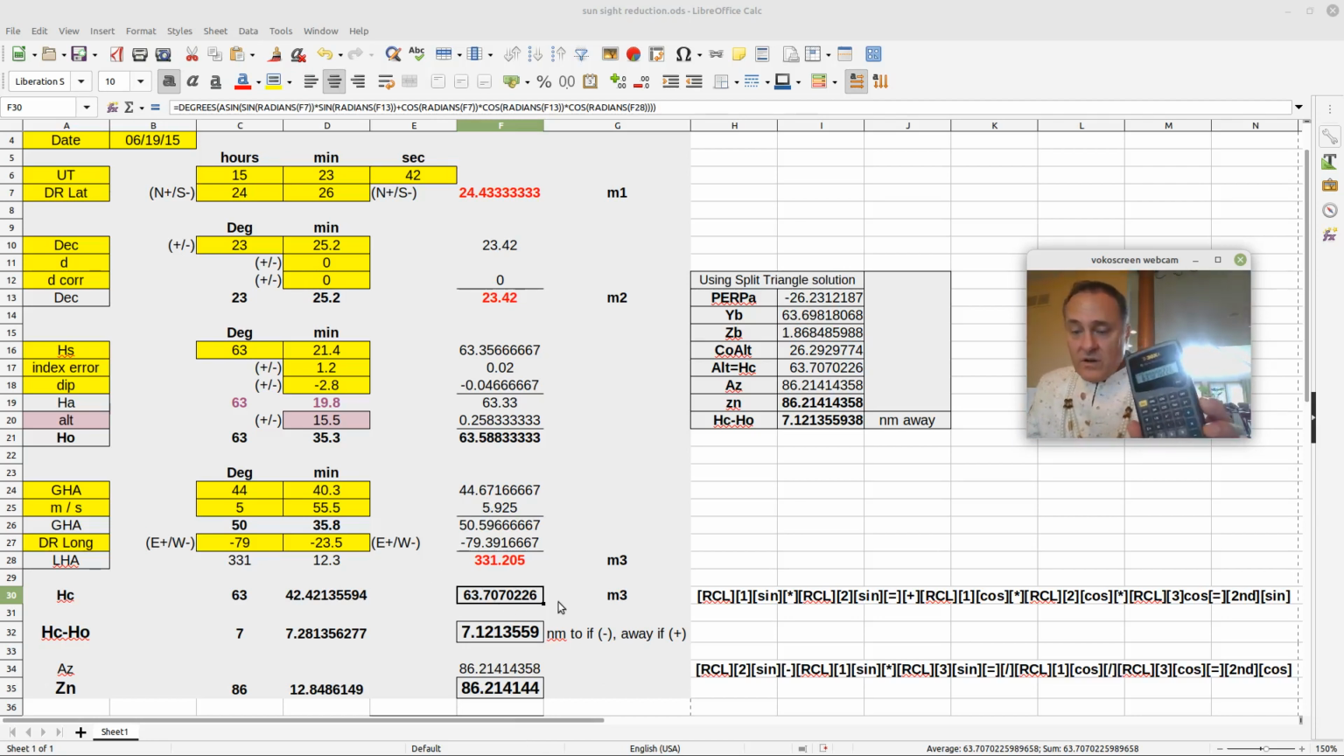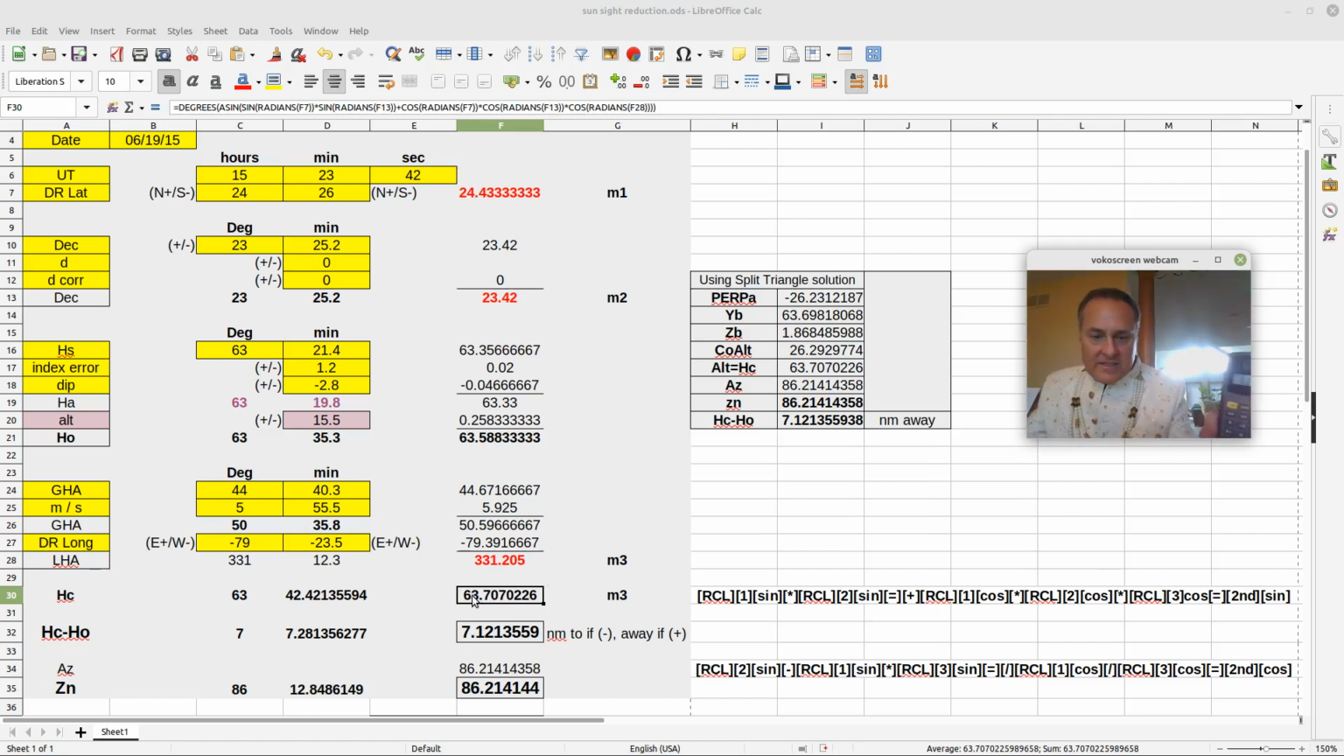So you can do this by writing the values down on paper, doing the additions and subtractions of your increments and corrections and so forth from the tables, and coming up with these red values, the latitude, the declination, and the local hour angle. Those are parameters to be used in this equation. This is the law of cosines equation, and that gave me the 63.7 for HC.